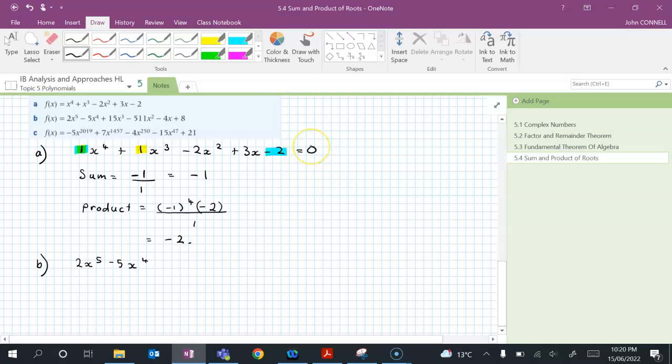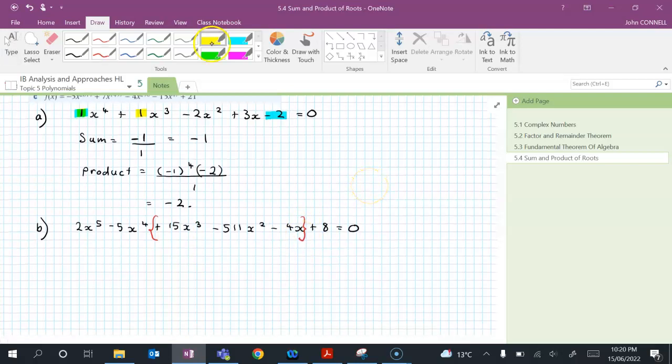Number B. 2x^5, take 5x^4. Technically, because we're talking about roots, I should say that's equal to 0. Plus 15x^3, take 511x^2, take 4x plus 8. Now, if you think about it, if we're doing sum and product, all of those in there are irrelevant. They don't matter. Sure, they're part of the polynomial, but they don't matter to us for what we're doing here. Maybe instead of erasing them, I should put them in a red bracket to say they're irrelevant.